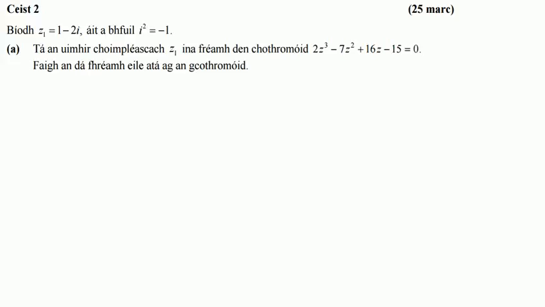In this question, we're given z1 is equal to 1 minus 2i. We're told that this complex number z1 is a root of the equation 2z cubed minus 7z squared plus 11z minus 15 equals 0. We're told to find the two other roots of the equation.